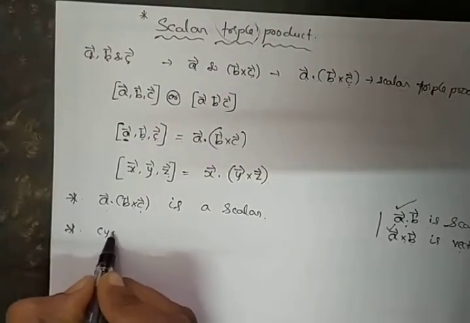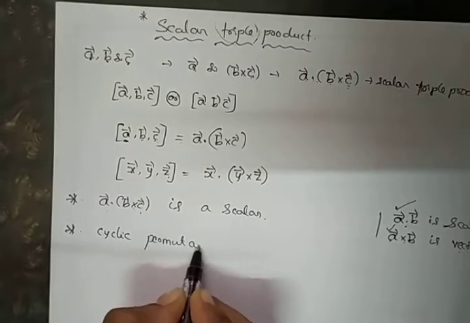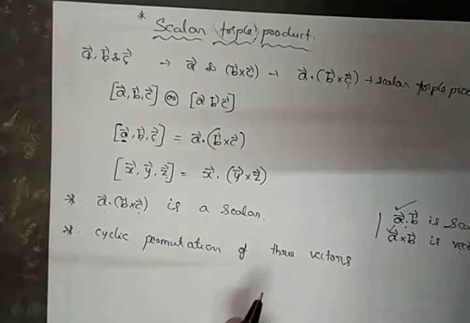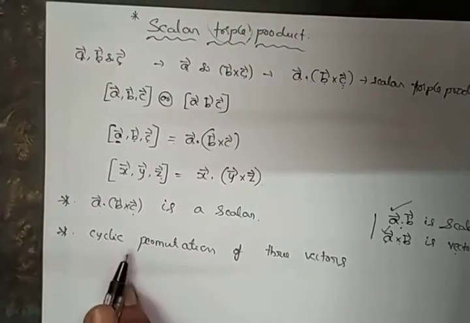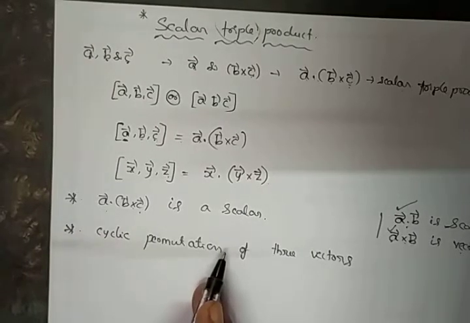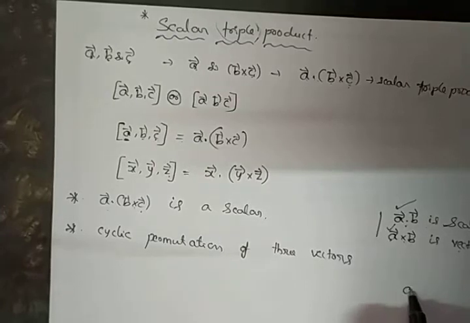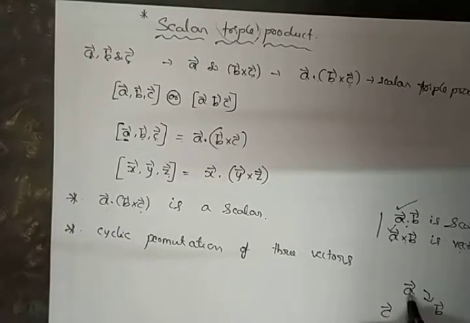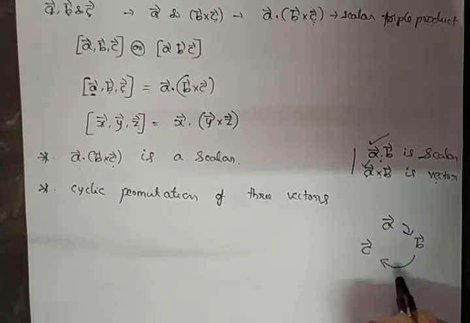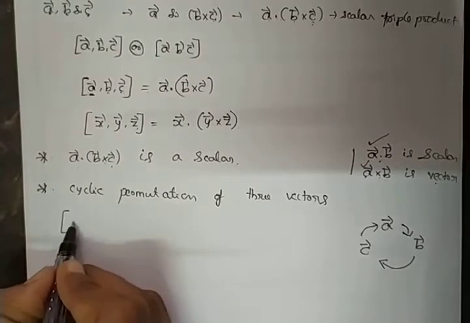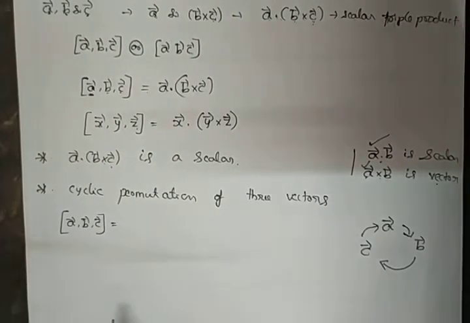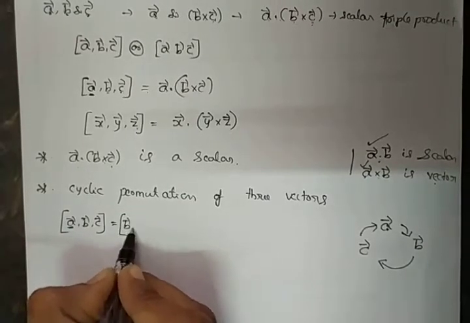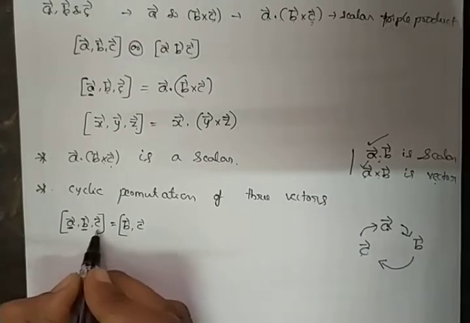Next point. Cyclic permutation of three vectors does not change the value of the scalar triple product. Here we have vector A, vector B and vector C. In cyclic permutation, in place of A, B; in place of B, C; in place of C, A. So [A, B, C] equals [B, C, A].